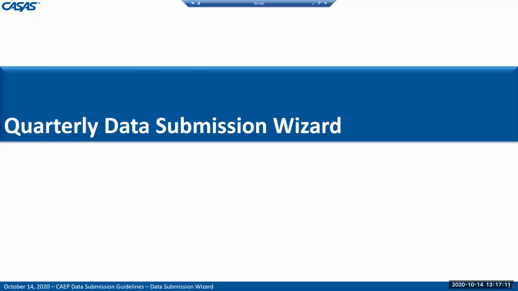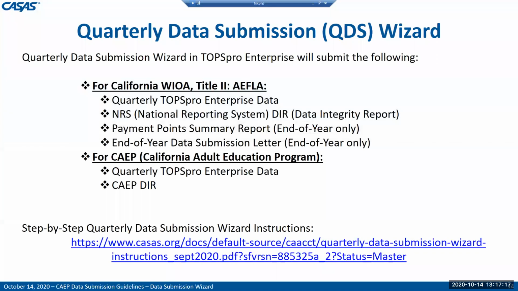Now we're talking about the quarterly data submission wizard. Let's talk about what the quarterly data submission wizard will submit. We have it for WIOA Title II agencies and for CAEP agencies. So if you're both, you can submit both of these at the same exact time. We'll focus on CAEP. It'll submit your data and then it'll record and generate your CAEP DIR.